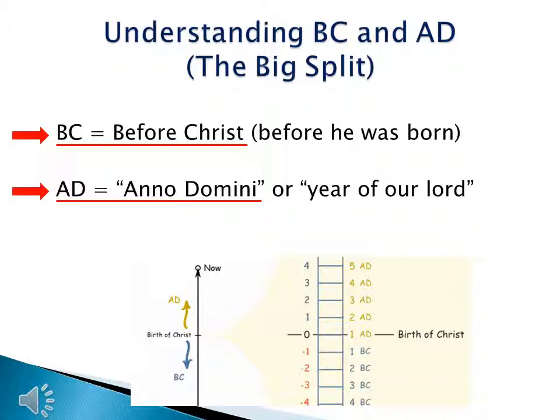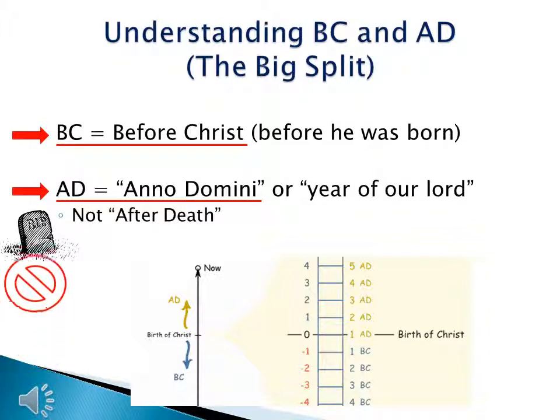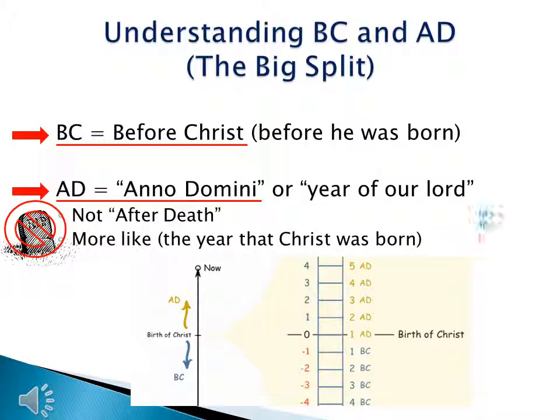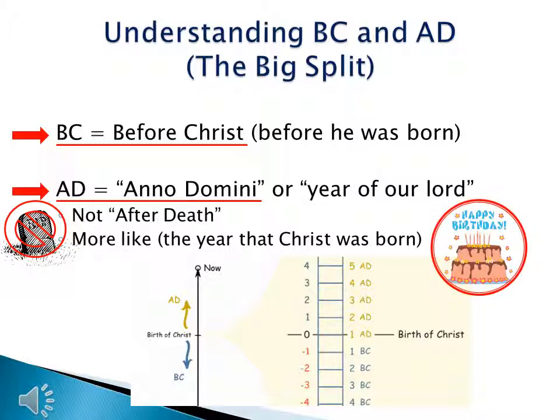So many people get confused about this concept. This is not about when Jesus dies. It's not AD after death. It's more like this is the year that Jesus Christ was born. So BC is before the year that Jesus Christ was born, and AD is the year that Jesus Christ was born and all the time after that. The big split, BC and AD. Go to the last slide.